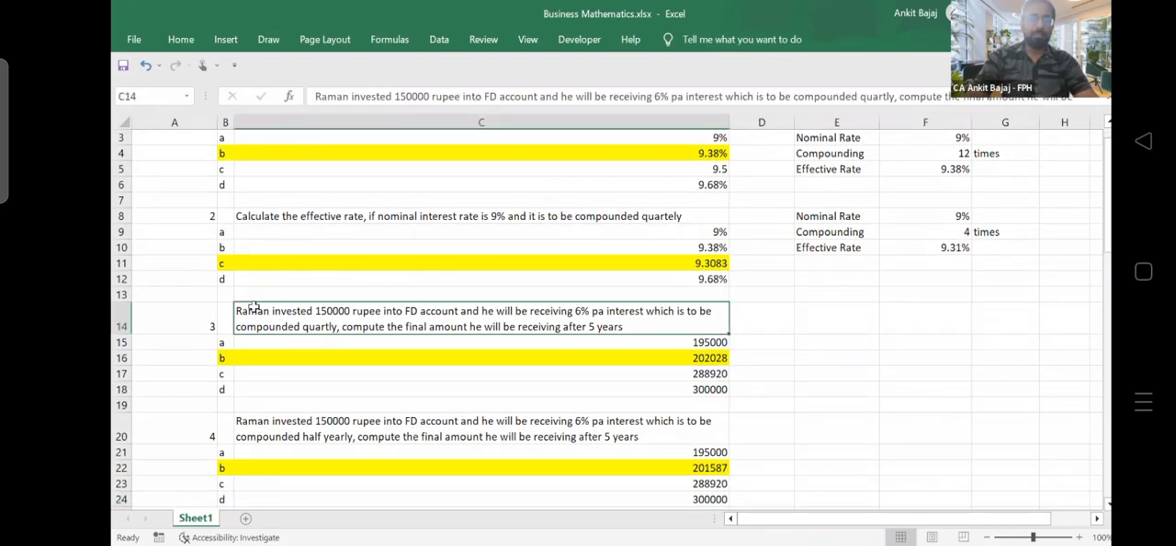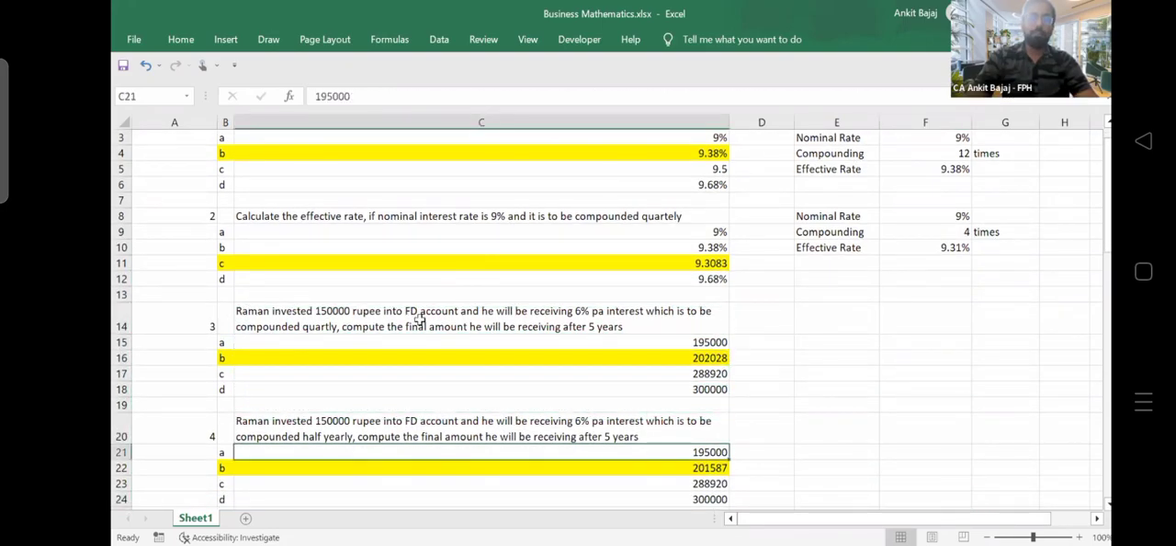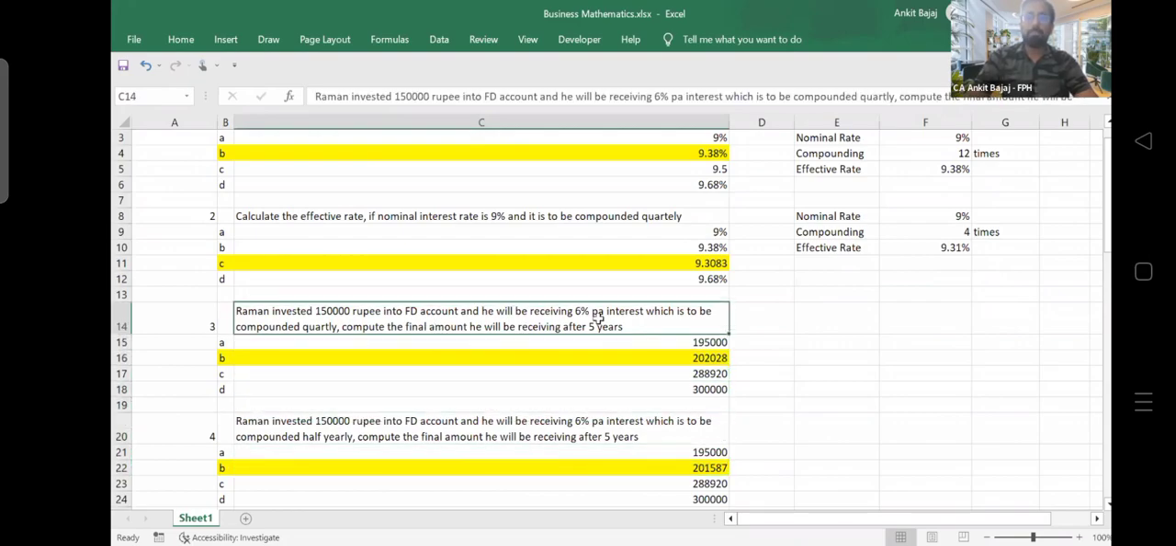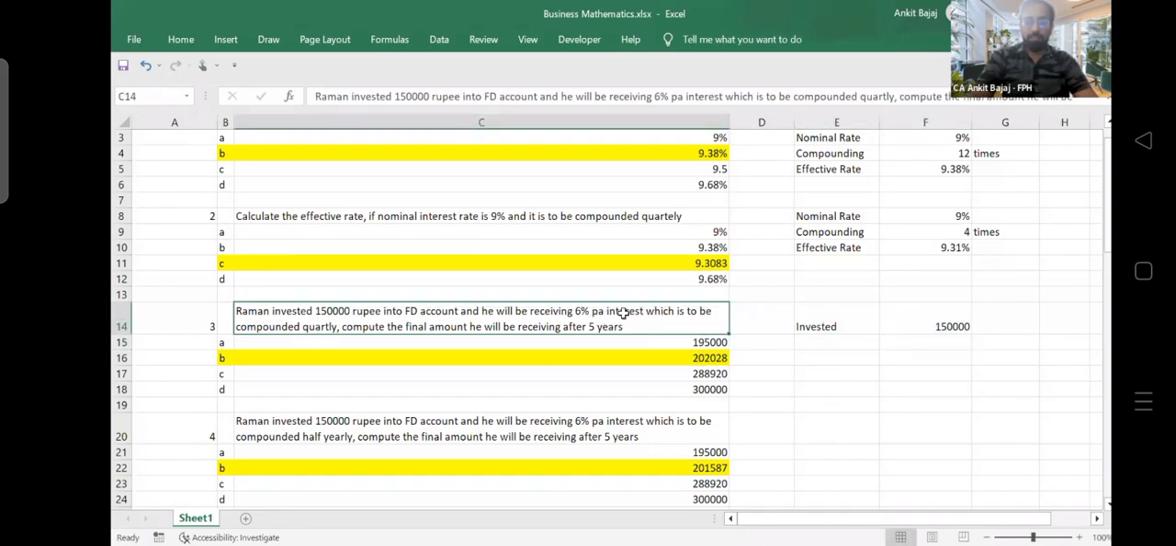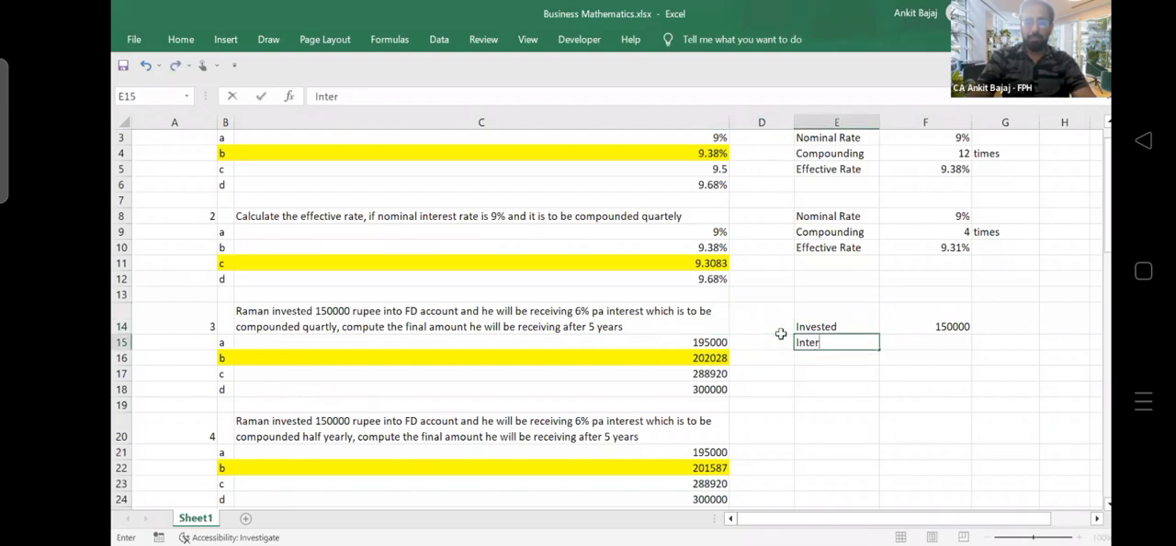Then if we read the next question, Raman invested 1,50,000 rupees into an FD account and he will be receiving 6% interest per annum, which is to be compounded quarterly, right? Compute the final amount he will be receiving after 5 years. How much he has invested? He has invested 1,50,000 rupees, right? And he will be receiving 6% interest per annum.